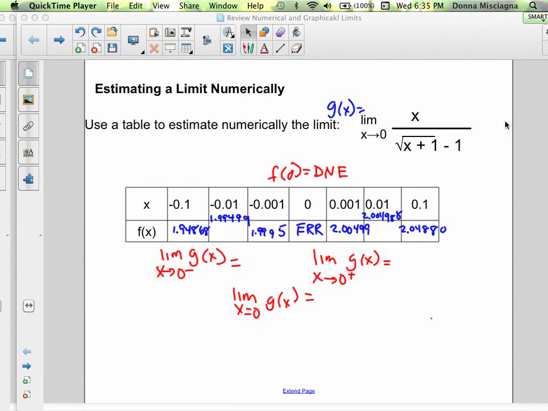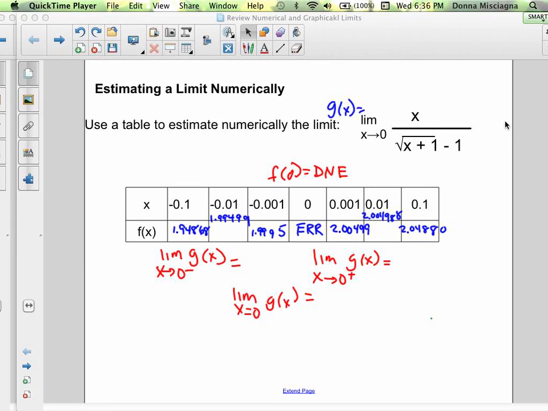Welcome. In this lesson, we're going to be reviewing numerical and graphical limits, as well as drawing limits based on some given criteria. So let's look at estimating a limit numerically. To save some time, I've already put the values in here. Just do this using a calculator.